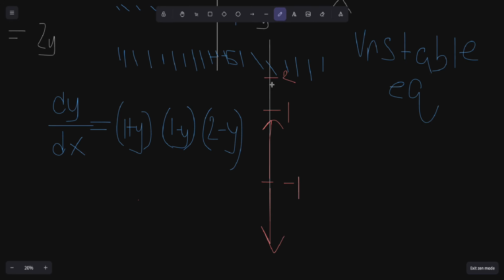Let's take a look at this region right over here. Let's plug in a number like 1.5. So this is going to be positive. 1 minus 1.5, that's going to be negative. And 2 minus 1.5, that's going to be positive. So it's going to be downwards like this.